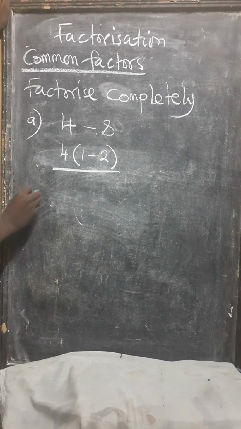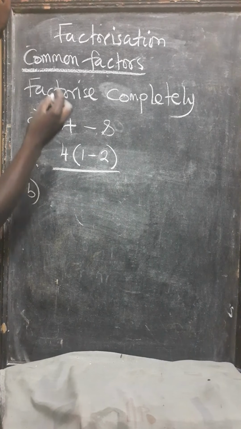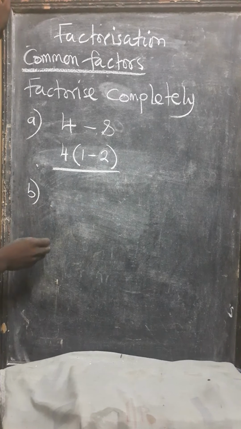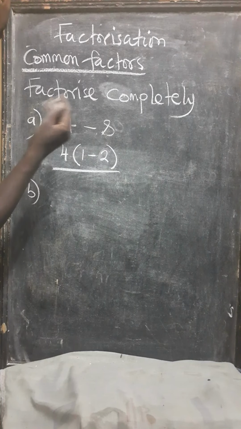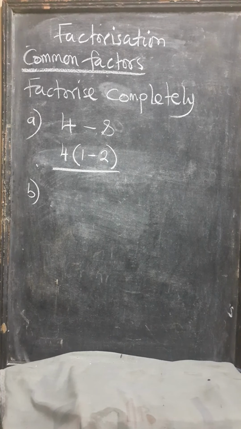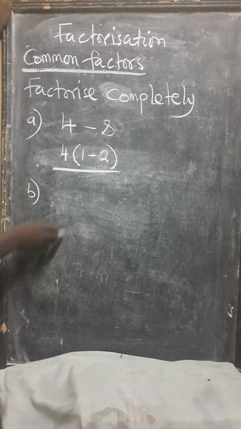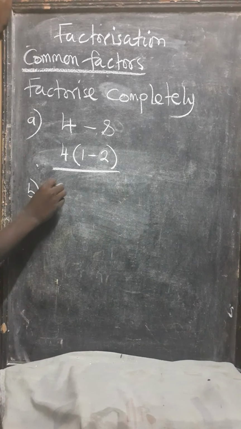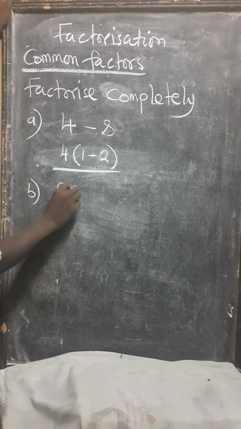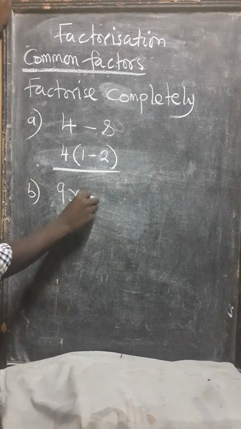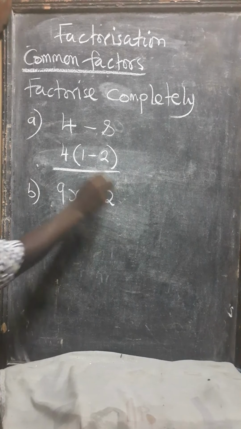Then when we come to the second one, this one was just for the sake of simplifying what we're trying to talk about. But basically we should have variables here. Okay? So now when we come to, let's say we've got 9x plus 12.